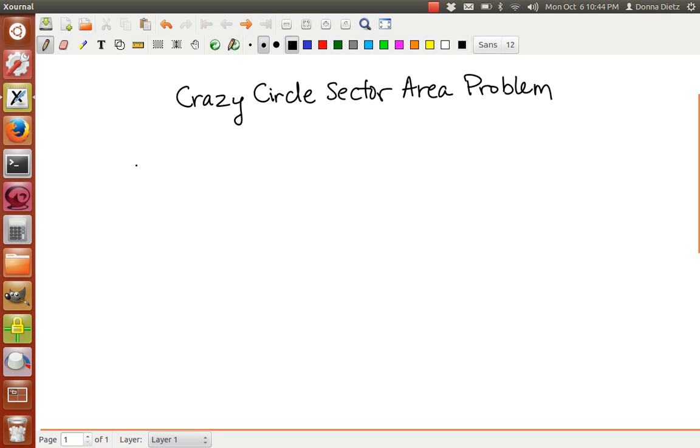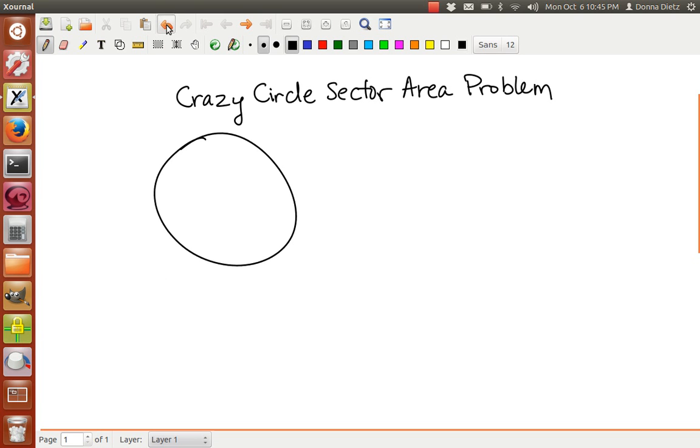Okay, I don't want to refer to the section or question number because this is kind of a classic type of calculus problem, but I don't want to refer to exactly where it's from. So anyway, you know which problem I'm talking about, and I'm going to call it the crazy circle sector area problem. And first of all, let me just give a little background.